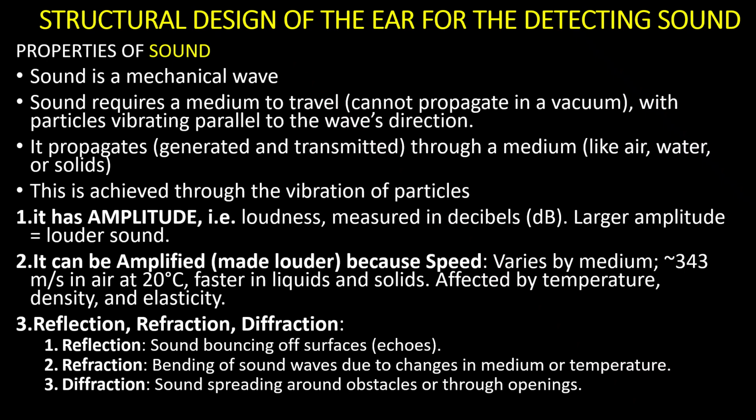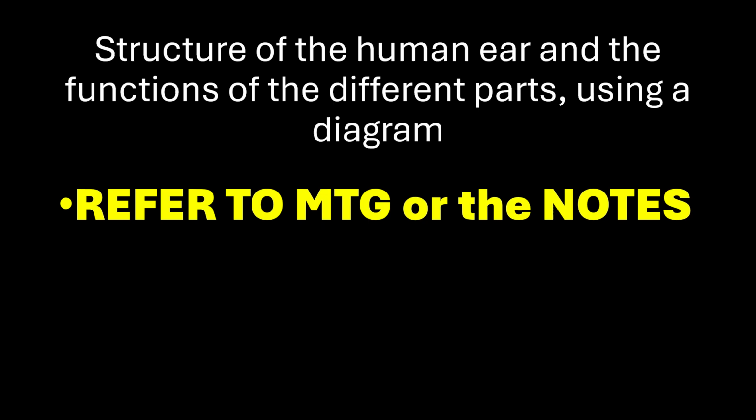So now that we know the properties of sound, we have to now know how you design a structure that can actually detect it. And the natural structure that is actually designed to detect sound is the ear. And we humans, we have two of them. We have two ears. All living things across the wildlife have two ears. So this will take us through the structure of the human ear and the functions of the different parts. And in doing so, you have to use a diagram. I recommend the use of your notes, refer to your notes for the diagram or the MTG.